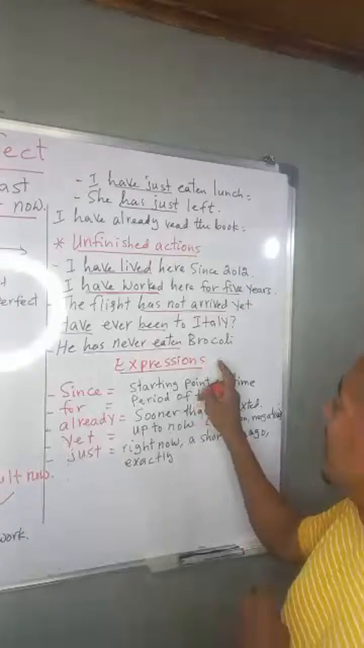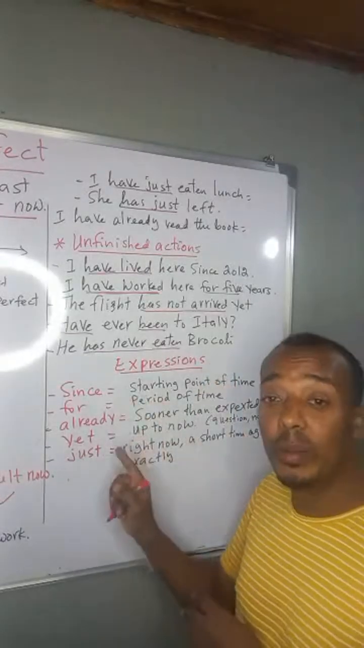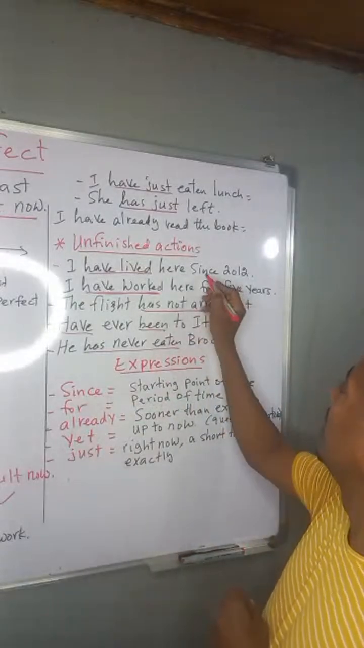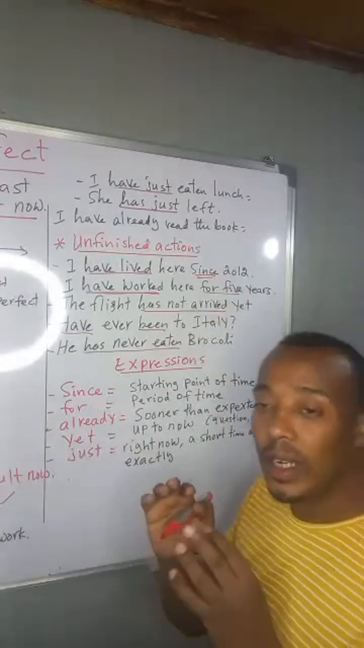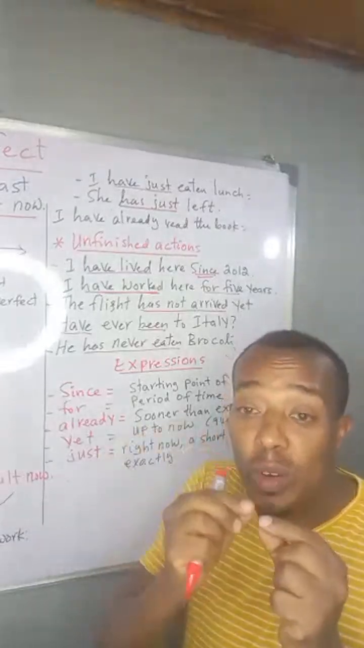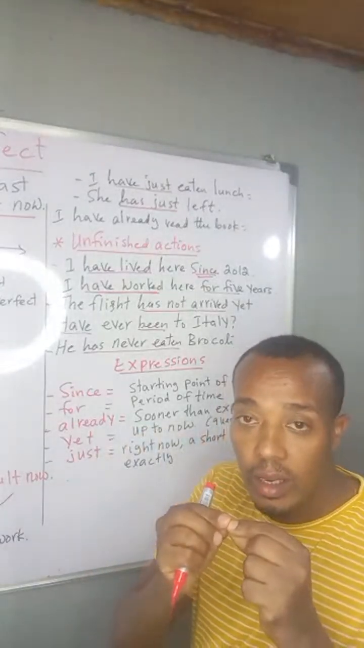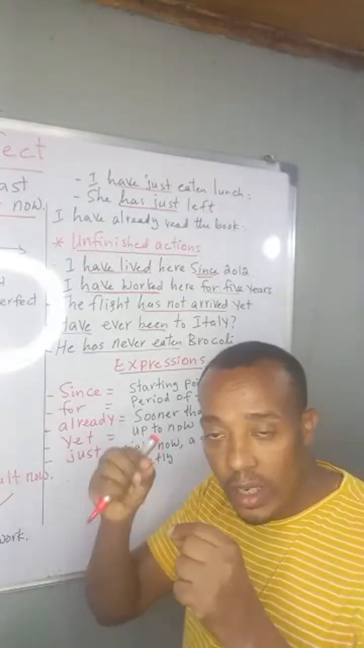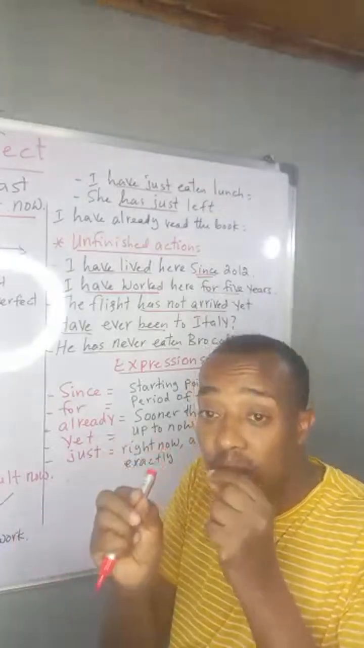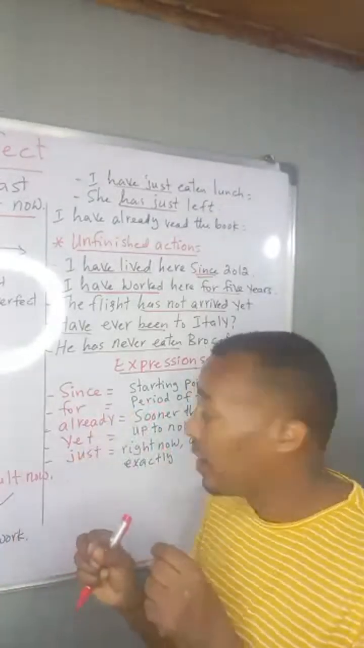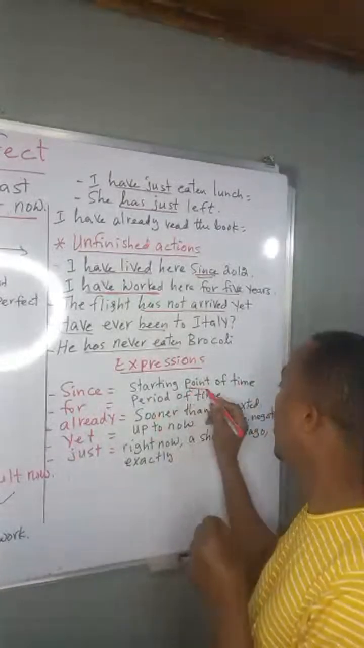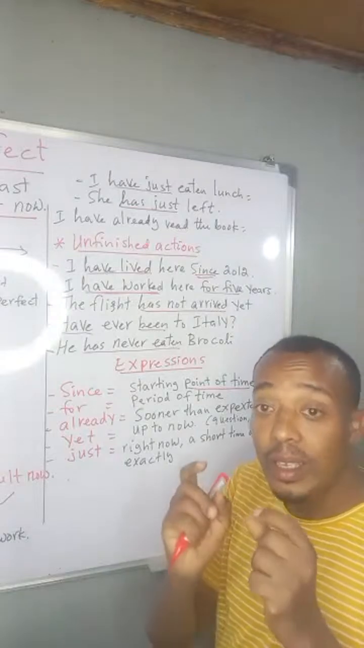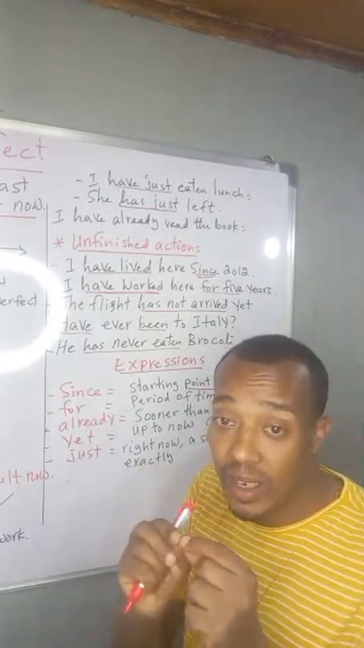There are some expressions that we use when we write in present perfect tense. The first one we use is since. Here there is the word since. Since means the starting point of time. Since plus time. I have worked here since 2012 means I started working from 2012. So this is a starting point of time. It is the time when you started doing that action.